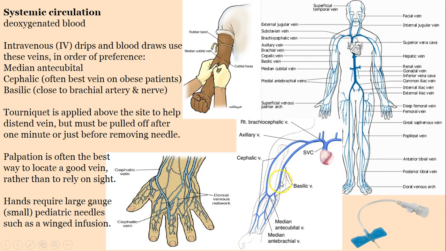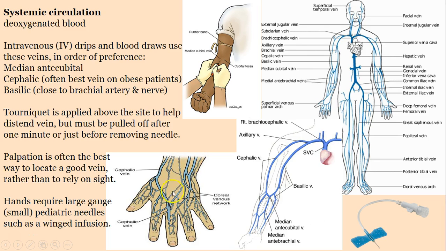Well, do you remember the brachial artery? The brachial artery is a large artery that's pumping blood to the hand, and there's the brachial nerve as well. If you miss the basilic and hit the brachial nerve or brachial artery, then your patient's in a lot of pain. Palpation is the best method to locate a good vein. We don't care about sight. Sometimes you don't even see the vein that you're going to enter.